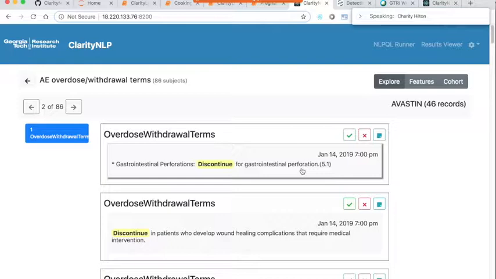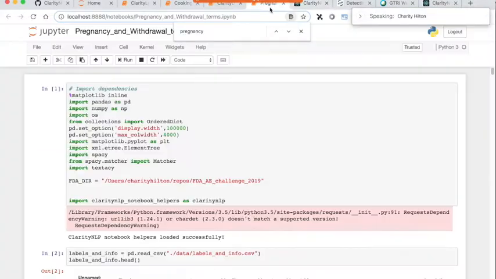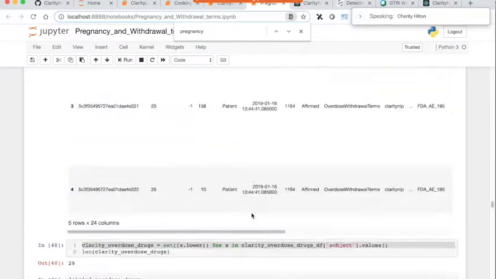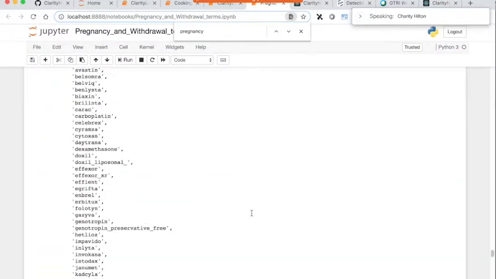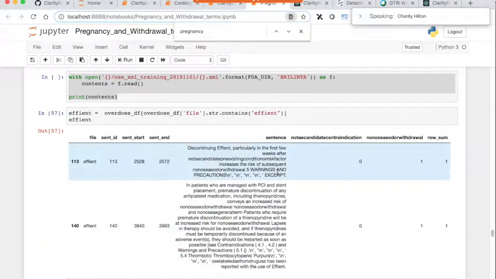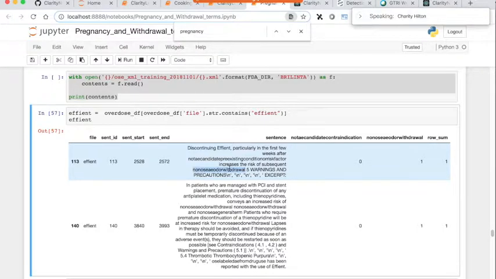Not specifically gastrointestinal perforation. I don't know if I can find the one that I use specifically. Let me go back here. So this was particularly one drug. Discontinuing, particularly in the first few weeks after blah blah blah, increases the risk of subsequent this, and I believe in this case it was myocardial infarction. So discontinuing in that context makes sense, right?